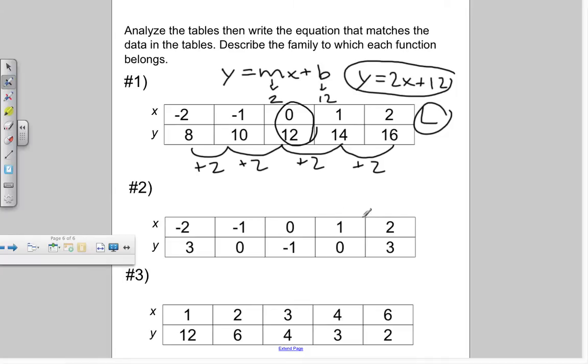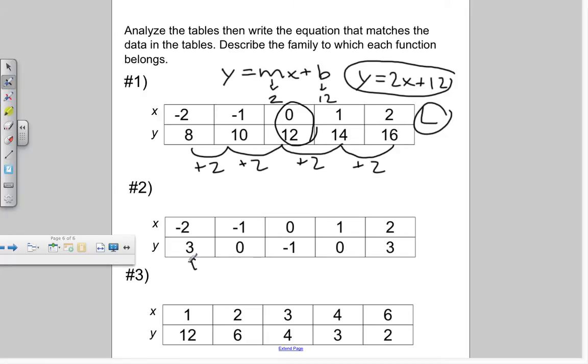Okay, next one. Let's look. I'm growing by 1 in my x values. What's happening in my y values? I've gone from 3 to 0. Okay, that's like minus 3. So this could be inverse, but it could also be parabolic, or it could be linear, right? So then I grow by -1. Okay, well, it's not consistent growth. And then I've got 0 again. Uh-oh. And then I've got 3 again.